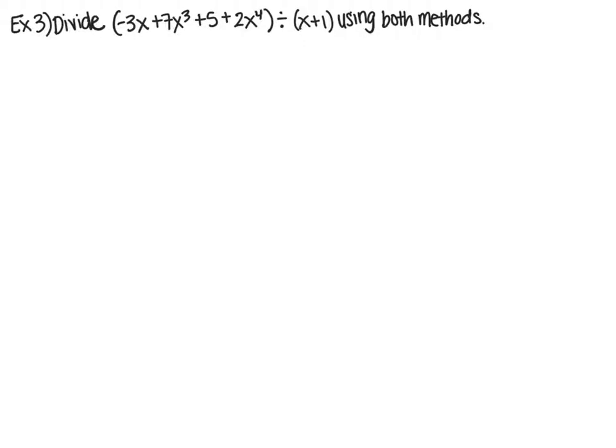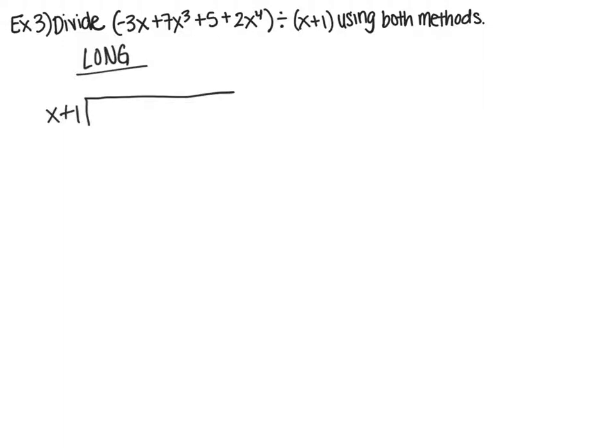For the last example, let's divide negative 3x plus 7x cubed plus 5 plus 2x to the fourth by the quantity x plus 1 using both of these methods. So first, let's do long division. And the divisor for this case is x plus 1. So we're going to write x plus 1 to the left.